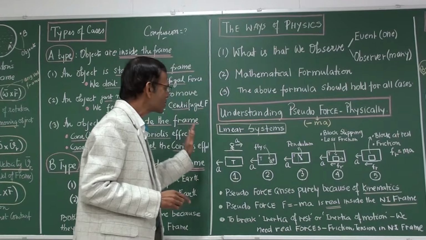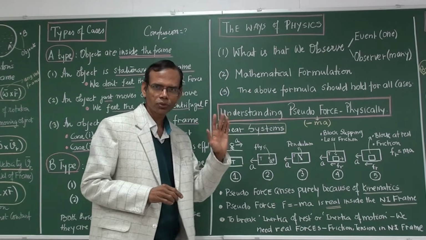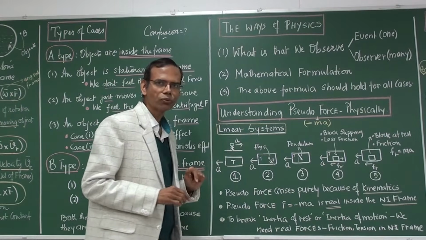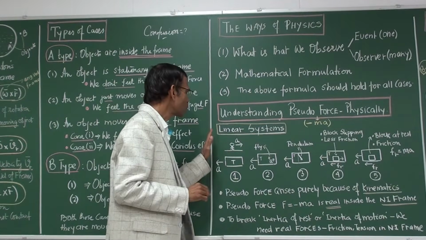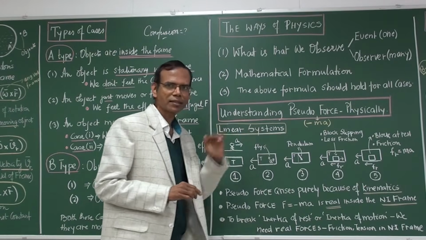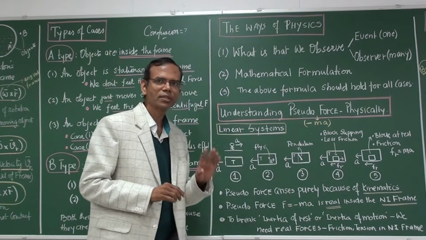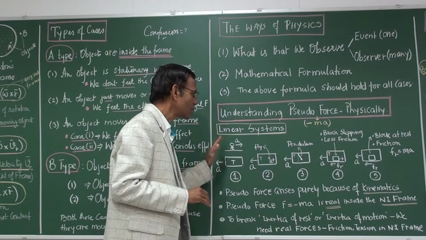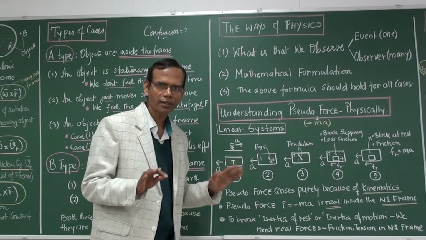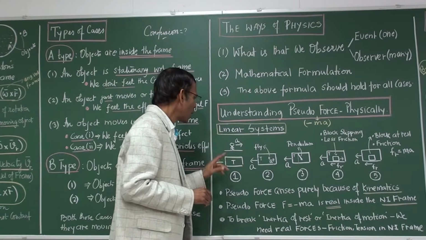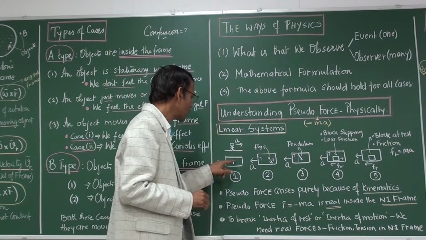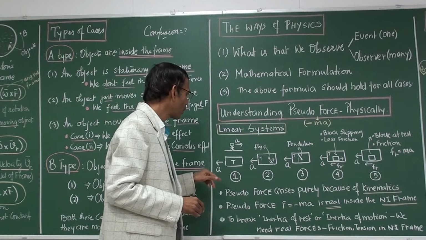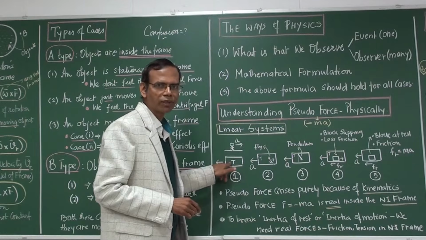Now, let us start understanding the pseudo force. To understand the pseudo force, the best thing is, first of all, we take the linear systems, because rotational systems are a little bit complicated. Linear systems, the systems which are linear, means moving in a straight line but accelerated. I take back the same example, a train accelerating in the forward direction, the observer is inside the train.